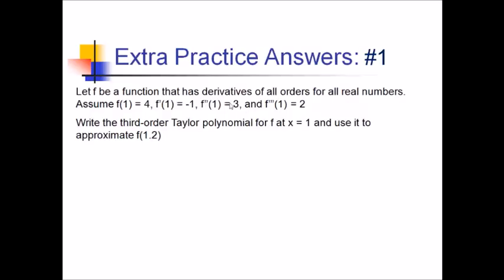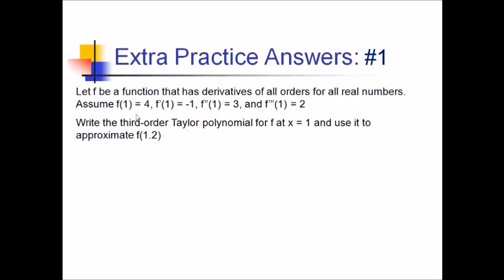On this question, we're given this f function and we have a whole bunch of information about f and its derivatives at x equals 1. Based on this, they want the third order Taylor polynomial at x equals 1, and then we have to use that to approximate f of 1.2. So let's get the polynomial first.